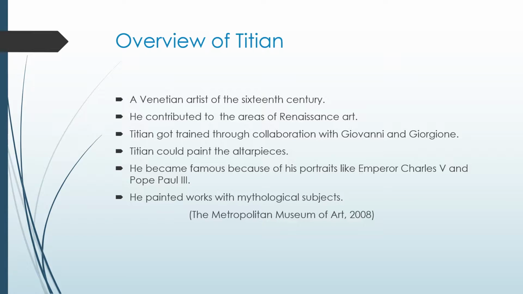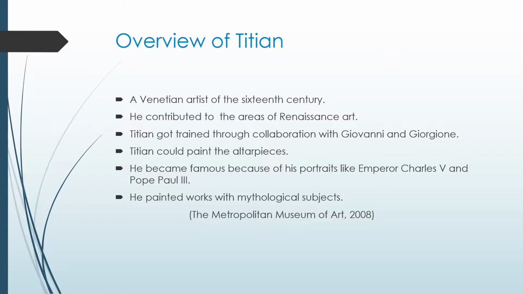About the overview of Titian. Titian is a Venetian artist of the 16th century. Titian contributed a lot in the areas of Renaissance art. Renaissance is when they were changing the direction in most of the fields, like political sciences, and Titian played a role in Renaissance art. Titian got trained through collaboration with Giovanni and Giorgione. These two people collaborated with Titian so that he could get trained in the arts and paintings.